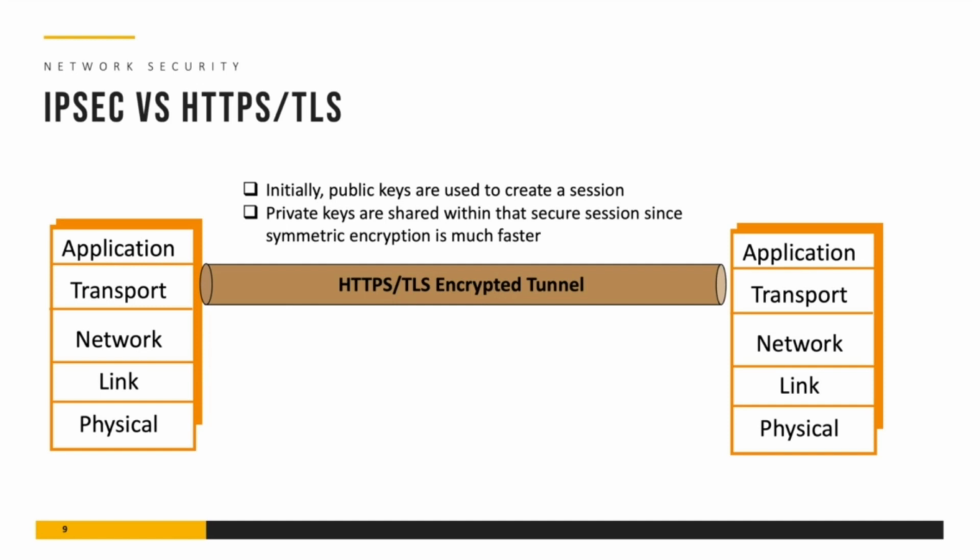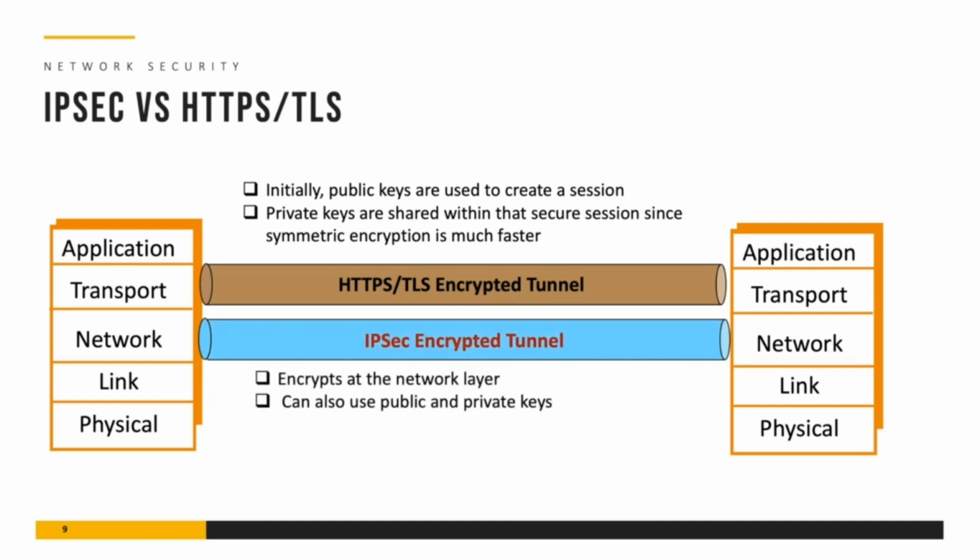It should also be noted that, in order to enhance security, these private or session keys are periodically rotated. So every few seconds, new keys are generated and exchanged between the client and server securely within this tunnel, which was created using public keys. In contrast to this, the IPsec protocol works at the network layer. So it encrypts at the network layer, and it can use both public and private keys.